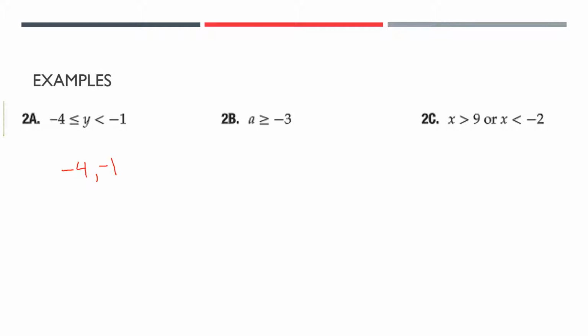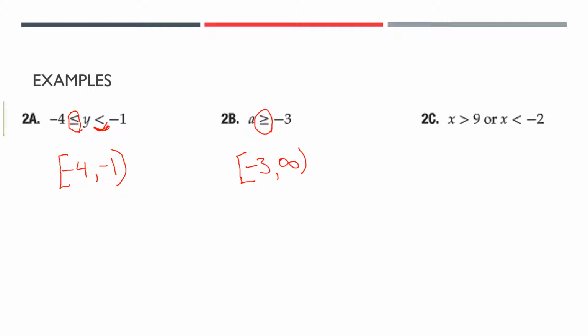Now, if y is between those, but it can equal, notice here, equal to 4, then I'm going to have a bracket on 4. But it does not equal 1, so I need a parenthesis on -1. How about this one? I can equal -3. So I've got -3, and I know I can equal it. But anything larger, all the way up to infinity will work to solve this inequality.